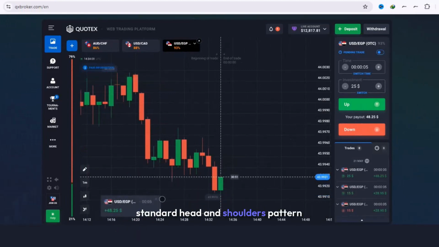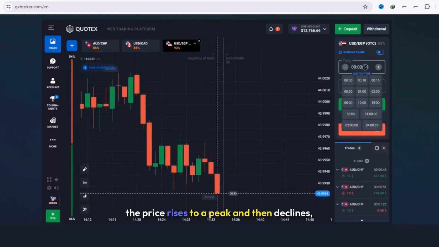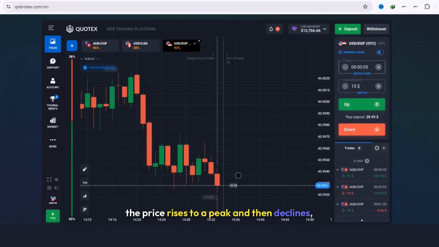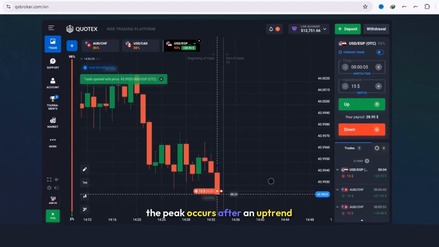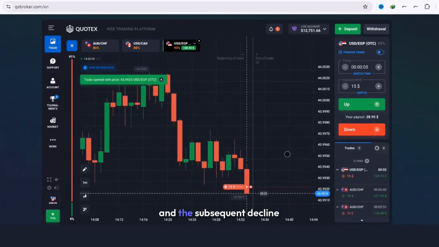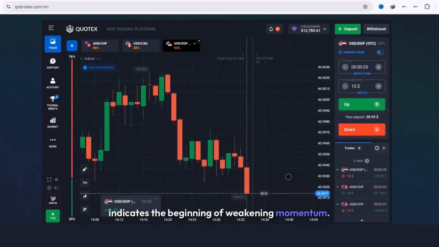Standard head and shoulders pattern. Key characteristics. Left shoulder. The price rises to a peak and then declines, forming the left shoulder. This peak occurs after an uptrend, and the subsequent decline indicates the beginning of weakening momentum.